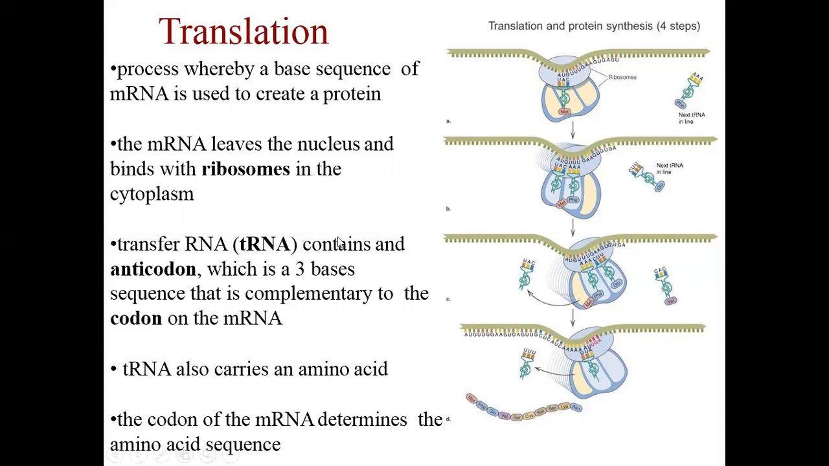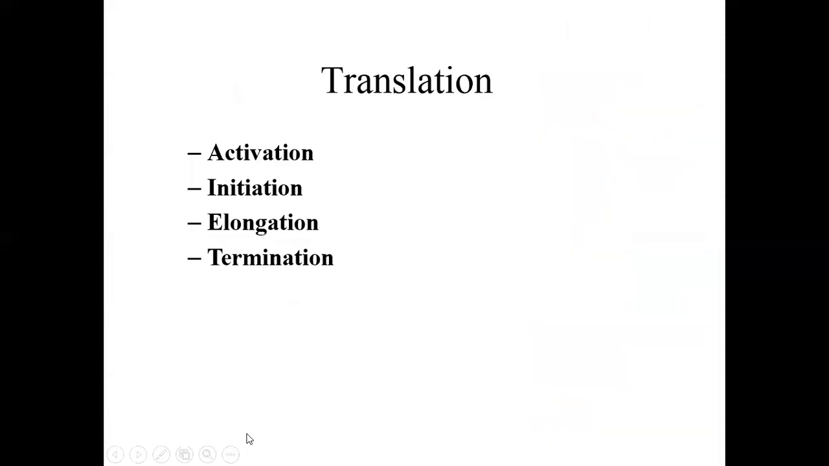Basically, the mRNA is made in the nucleus and binds with the ribosome in the cytoplasm first. Transfer RNA contains an anticodon portion, which is a 3-base sequence that is complementary to the codons on the mRNA. Basically, tRNA carries the amino acids, and this is known as charged tRNA. The codon of the mRNA determines the amino acid sequence which will be present in the growing polypeptide chain.